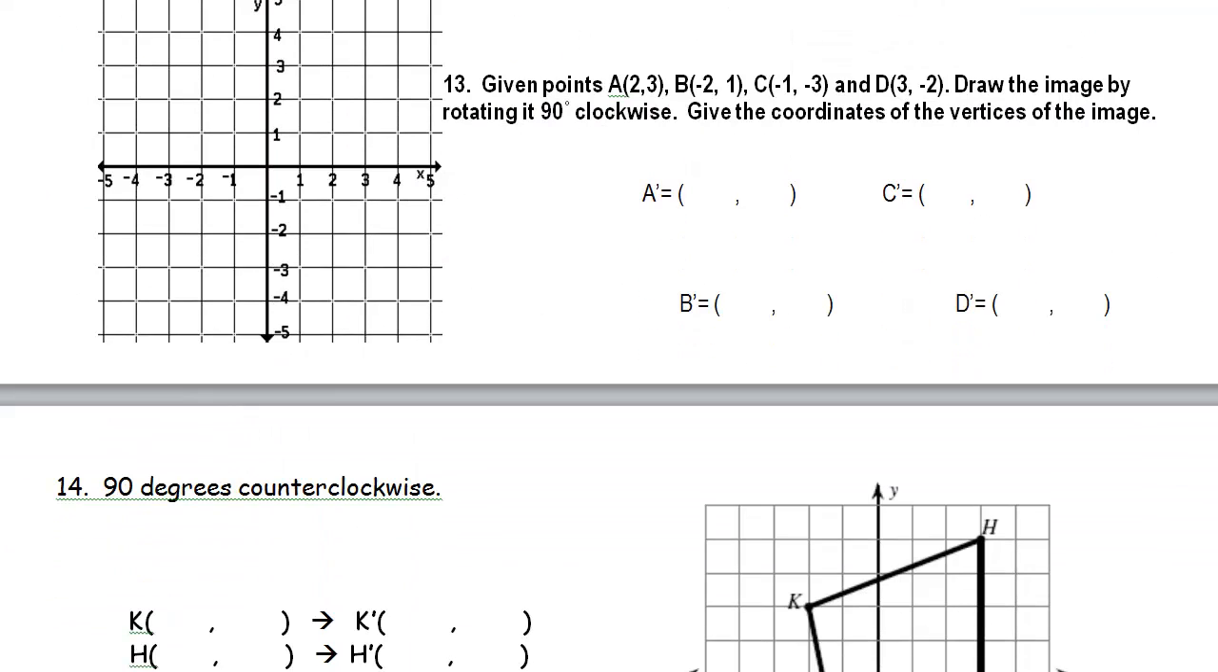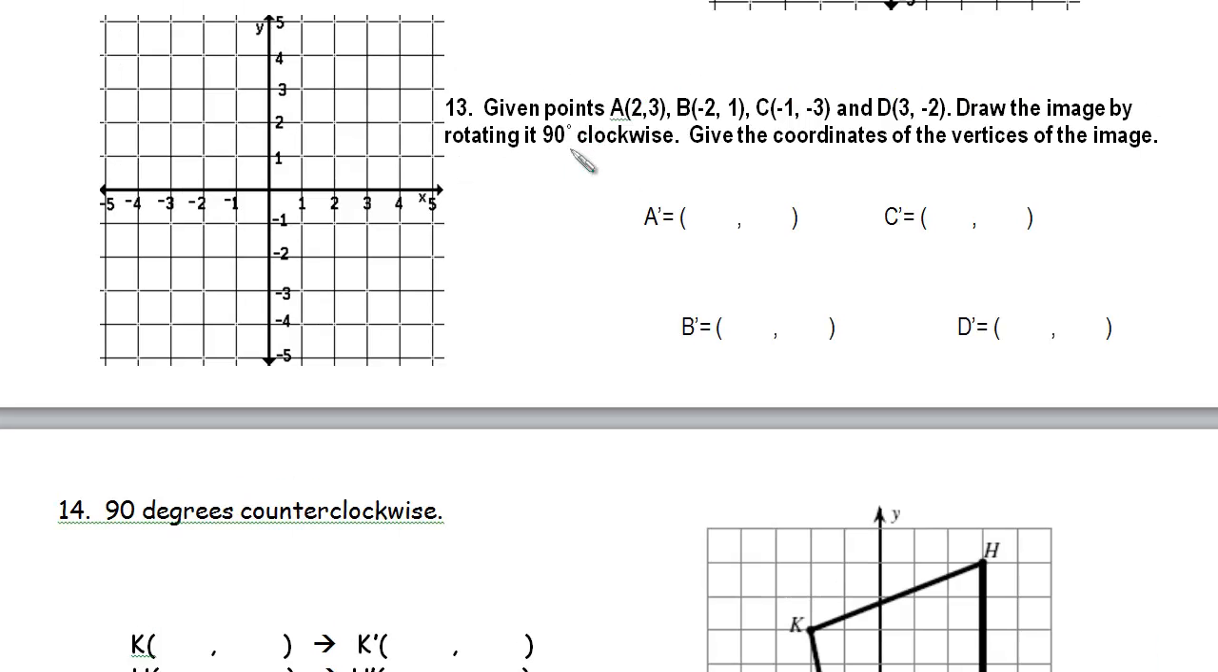Let's look at 13 here. This is our first rotation. So I'm going to take these again, 2, 3. Go back to blue for the pre-image. There's A, B, C, D. So there's my quadrilateral, A, B, C, D.